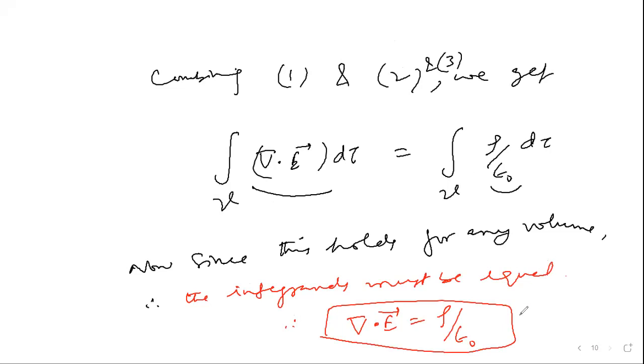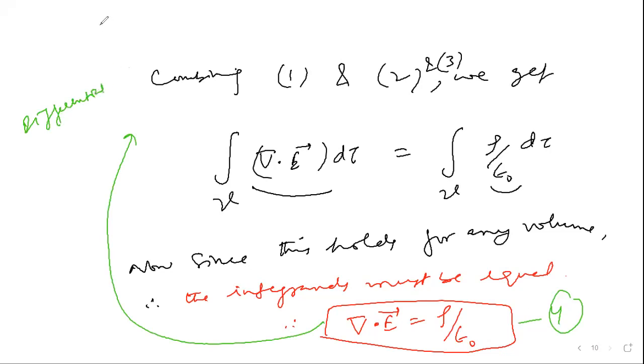This equation is the second way of writing, let me name it 4, the differential form of Gauss's law. This 4 is called the differential form of Gauss's law, as it contains divergence and divergence contains derivatives, right?